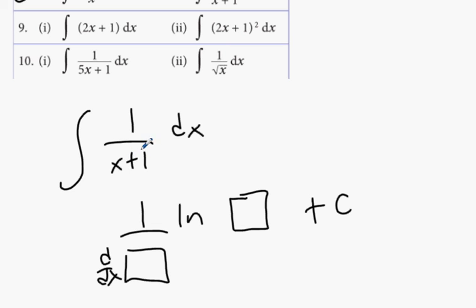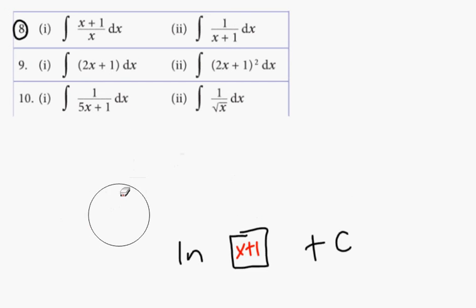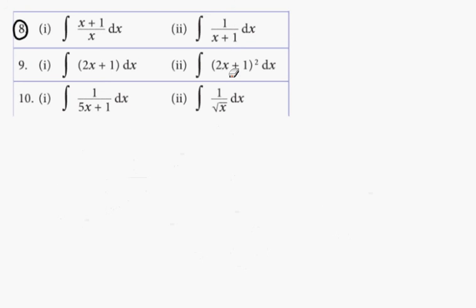Okay, lucky for us in this particular example, the derivative of x plus 1 is in fact 1. So don't really need to pay much attention to it there. Then it's just ln x plus 1 plus c. Alright? Now, how are you going to do the likes of question 9 is ridiculously easy. Question 9 part 2.